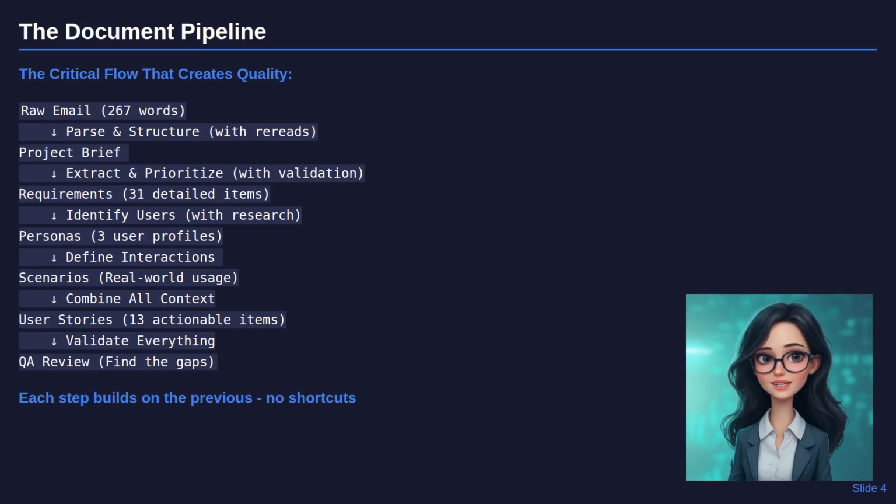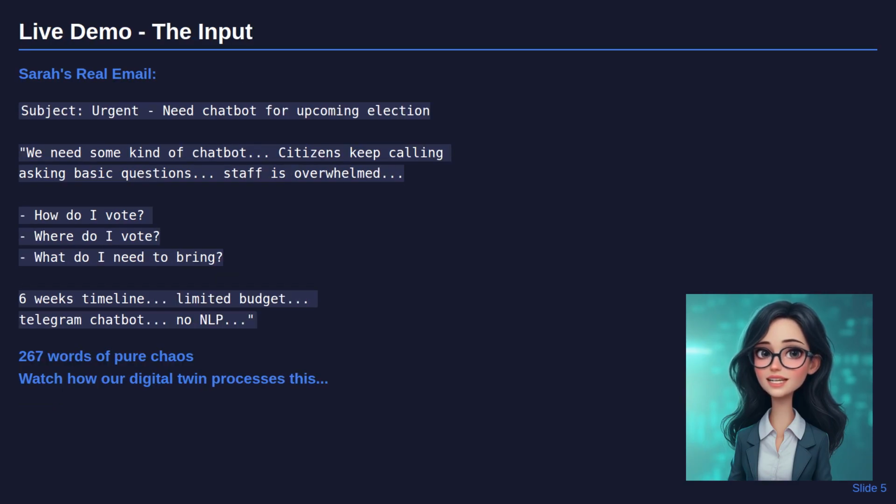Finally, the QA reviewer validates everything, checking traceability, finding gaps, and ensuring quality. And guess what? They find problems, because that's what QA does. Each step builds on the previous. You can't skip steps. This is how quality emerges. Let me show you this in action with a real example.